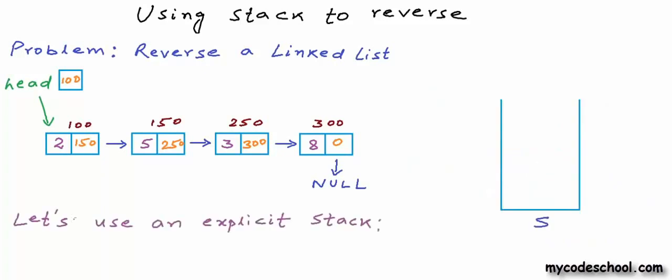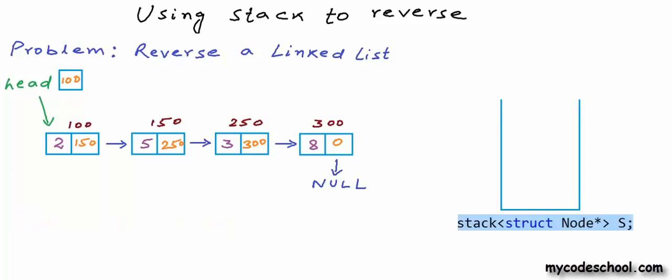Once again, I have drawn logical representation of stack here. Right now the stack is empty. In a program, this will be a stack of type pointer to node. What I'm going to do now is I'm going to traverse this linked list using a temporary pointer to node. The temporary variable will initially point to head.